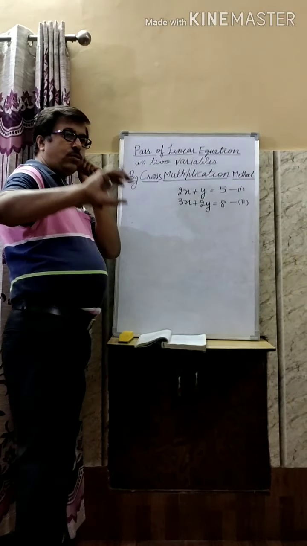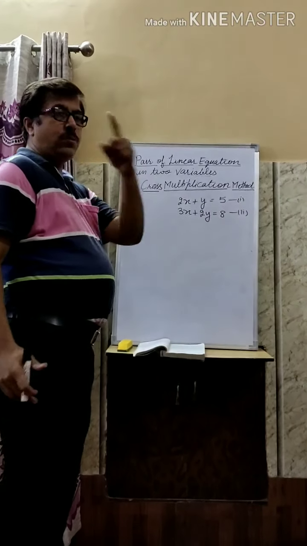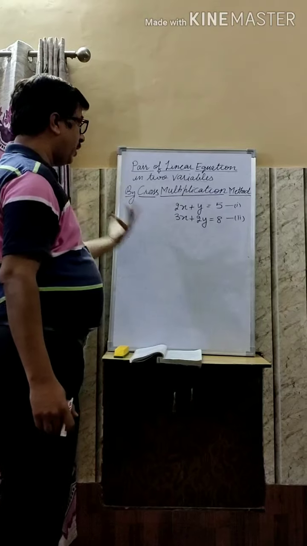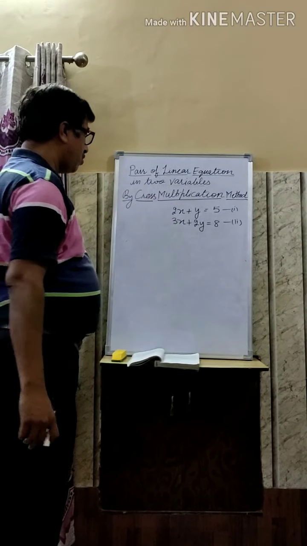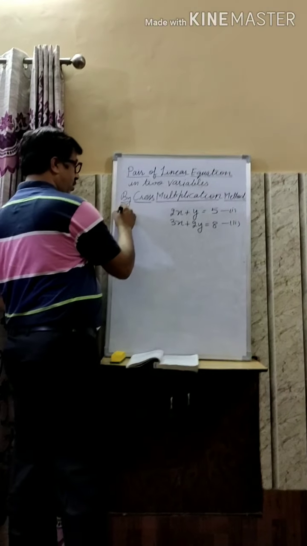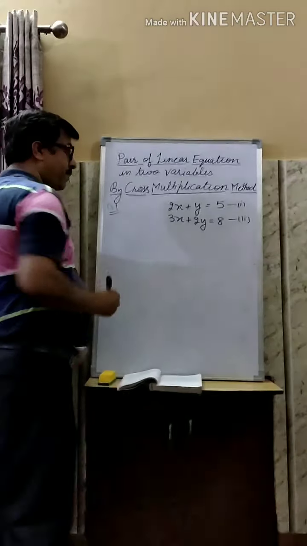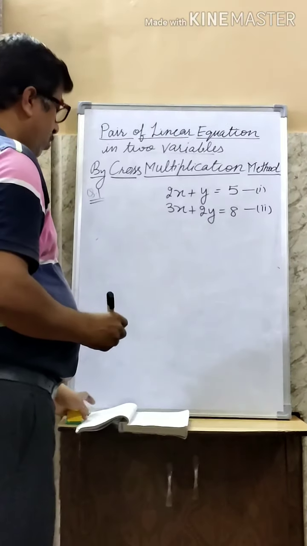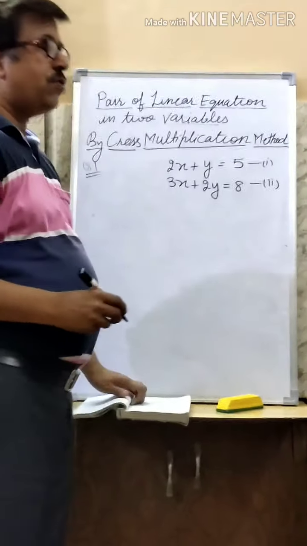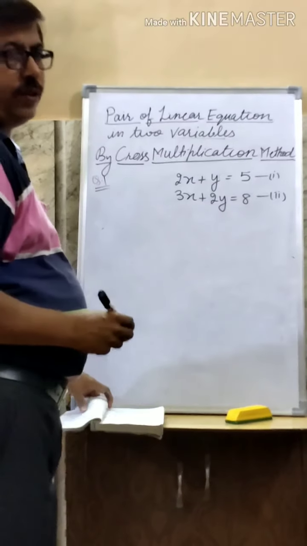So it is clear from the name that it is cross, so cross multiplication will be there. Now with the help of this question I am taking, you see. First of all, you see the coefficients of x and y.